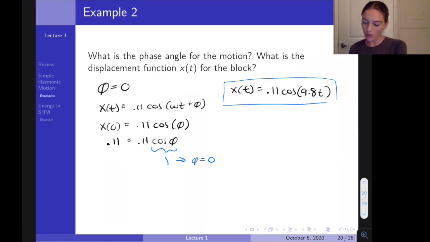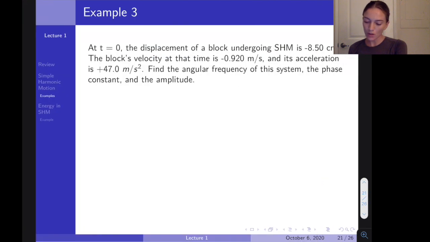All right, so let's do one more example. Here at t equals 0, the displacement of a block undergoing simple harmonic motion is negative 8.50 centimeters. The block's velocity at that time is negative 0.920 meters per second, and its acceleration is 47 meters per second squared. Find the angular frequency of the system, the phase constant, and the amplitude.